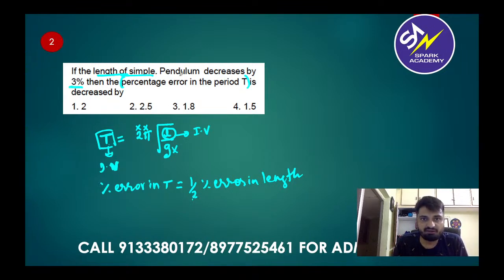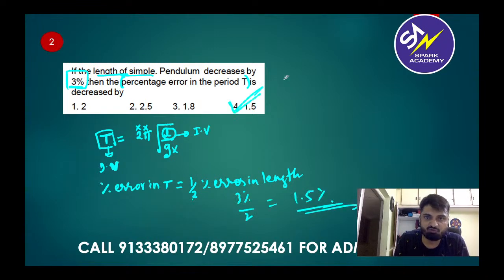So basically what is given? The length is decreased by 3%. So this is 3% by 2, 1.5%. Basically, fourth option is our right answer.